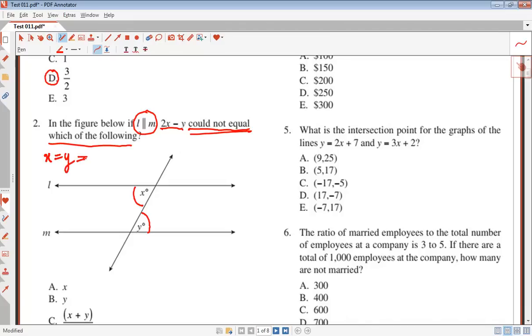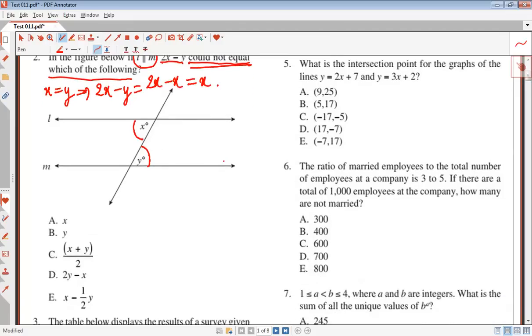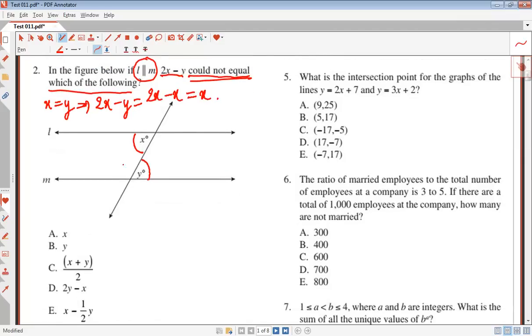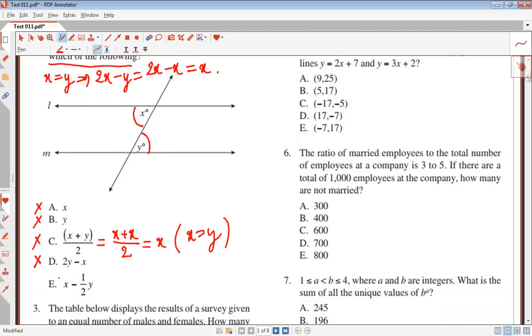S equal to Y, hence we have 2 times S subtract Y equal to 2 times S subtract S equal S. And the final result is not this one, no. This one is not either, because S over 2, it is also S, with the reason that S equal to Y. And option D, no. And the final result, it must be option E.